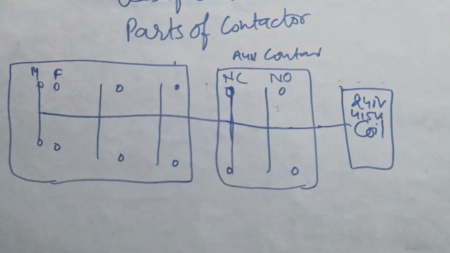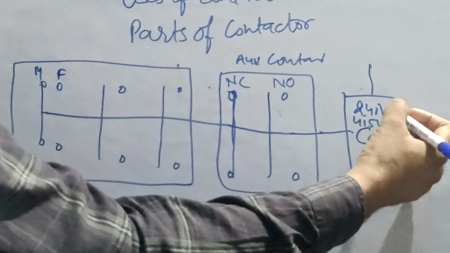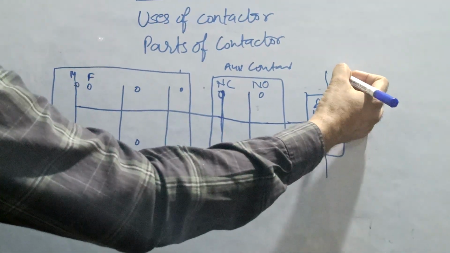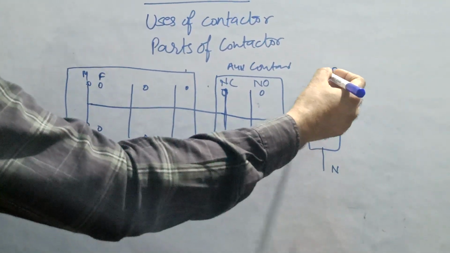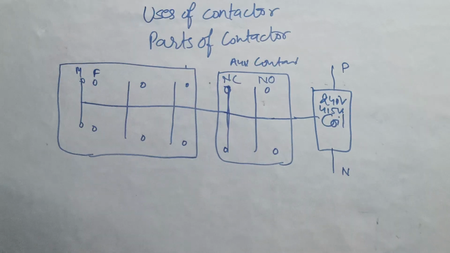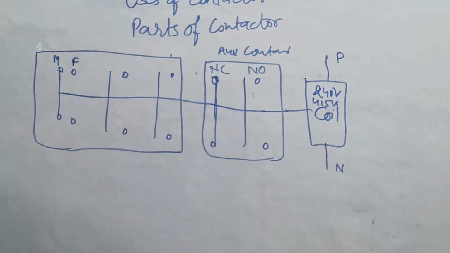What happens when we give the supply? This is supply coil. If it is 240 volt, then we will give phase and neutral. If it is 415 volt, then we will have to provide it 415 volt. So it depends upon the voltage level of coil, what voltage we have to provide.